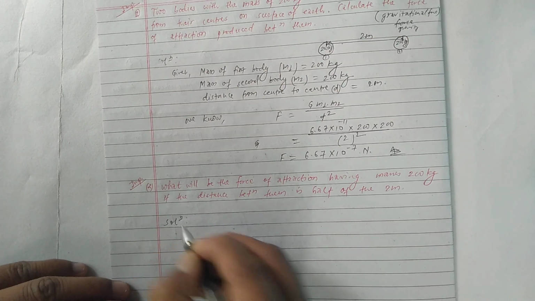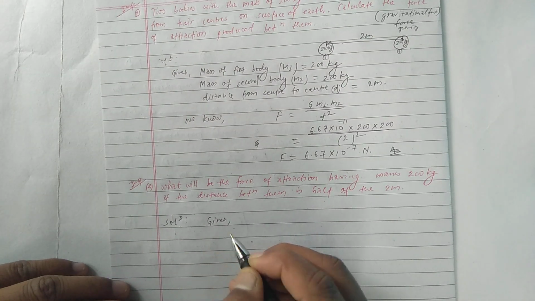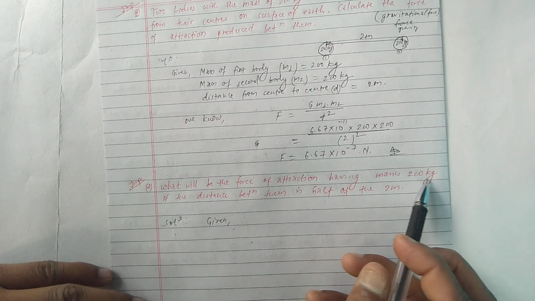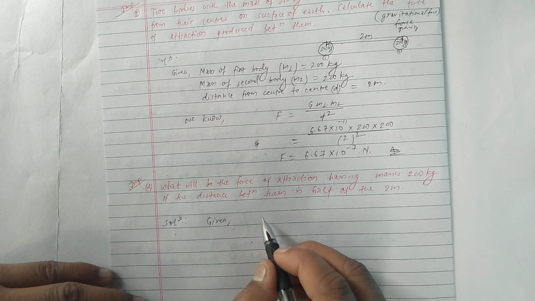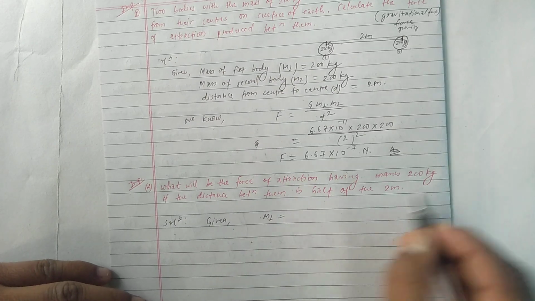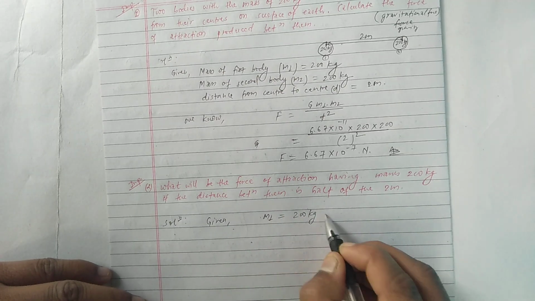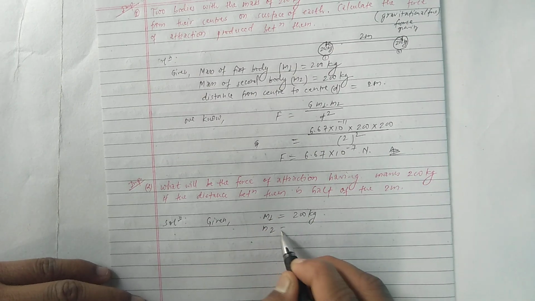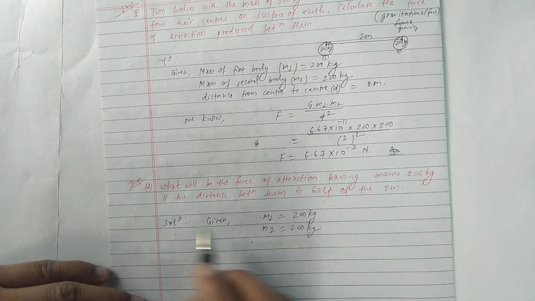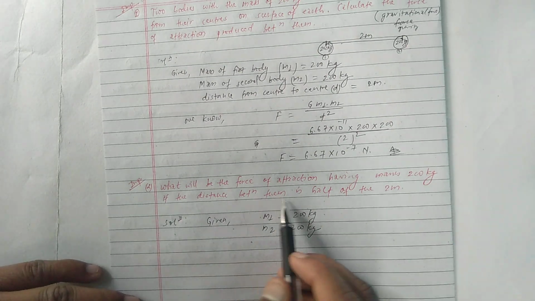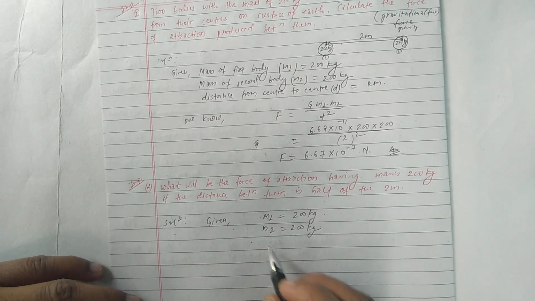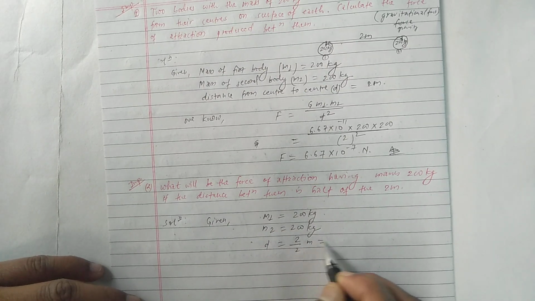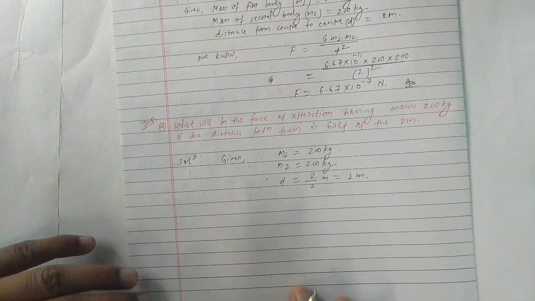So solution, given. We have given the force of attraction having masses of 200 kg. Now I just write symbolically, m1 equal to 200 kg. Masses are given, so m1 is 200 kg and m2 is also 200 kg. And if the distance between them is half of the 2 meters, so the distance equals half of 2 meters, 2 by 2, equals 1 meter.